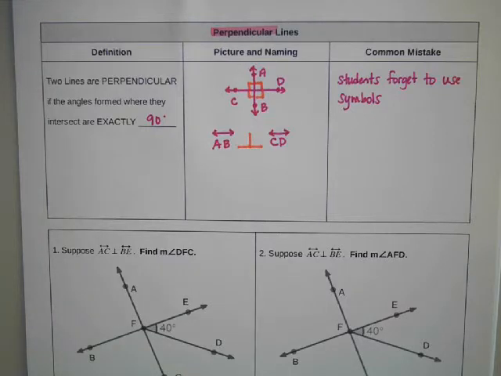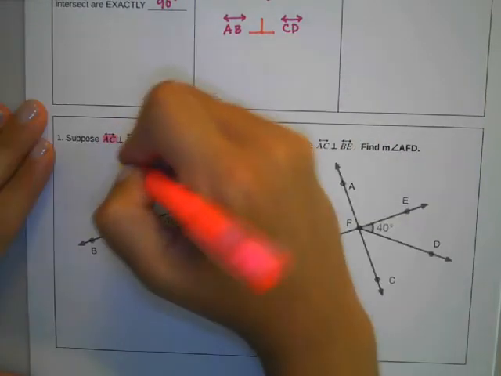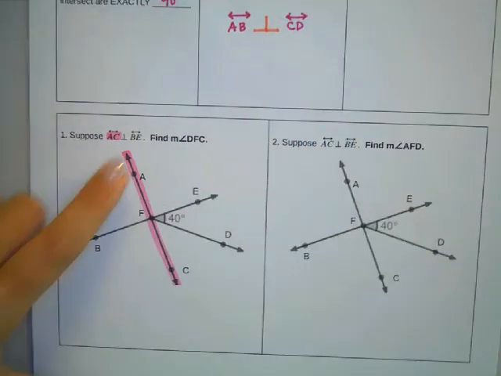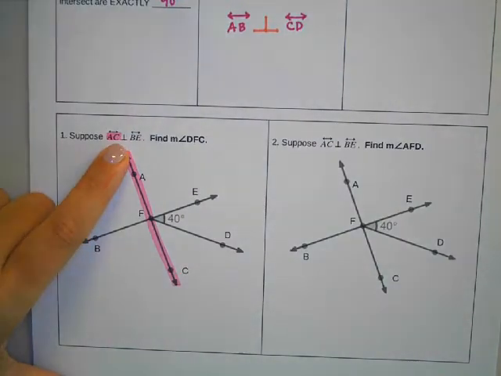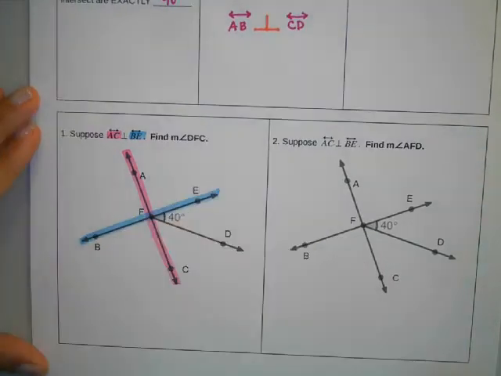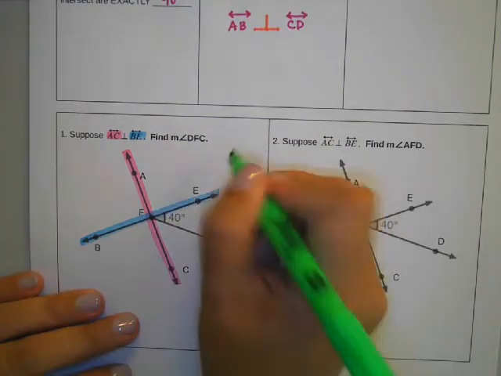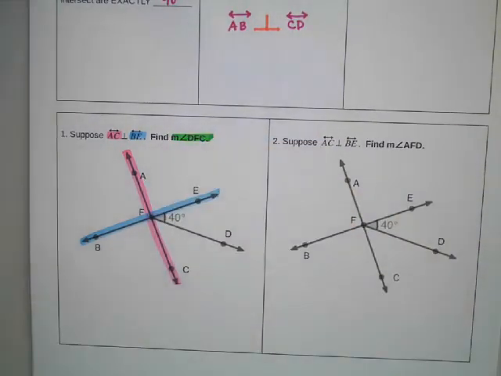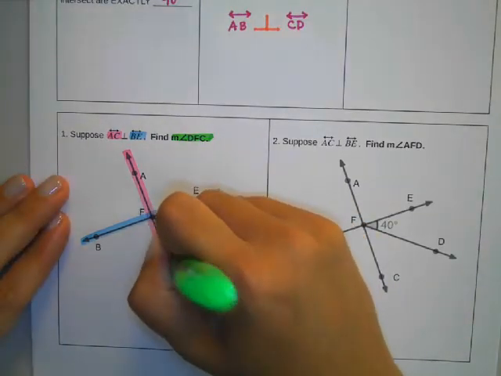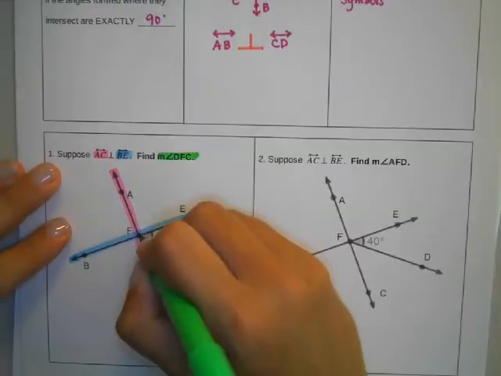All right, here are a couple examples of problems that we can do now that we understand what perpendicular lines are. So suppose that line AC, so this line right here, is perpendicular, that's the symbol for perpendicular, to line BE. So I'm going to go ahead and highlight that line. Find the measure of angle DFC. So what I'm looking for here is angle DFC. I'm going to highlight what I'm trying to find, which is this right here. Trying to find this angle.